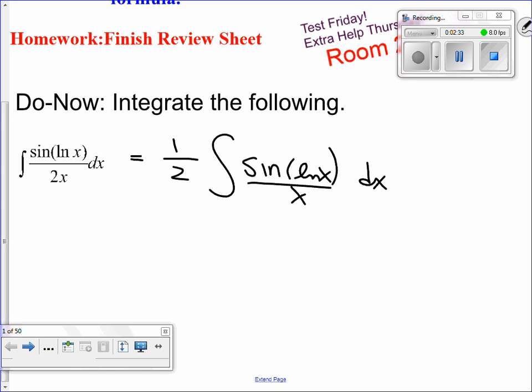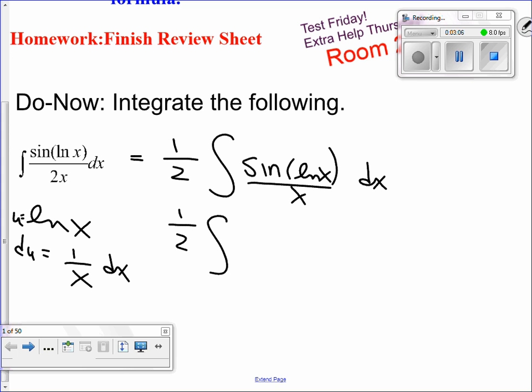Now, who gets to play the role of u today? Ln of x, inside function. Now, what is du? 1 over x dx. Whenever you have the u is either ln of x, square root of x, or 1 over x, du is going to be a fraction. And that's why I think it's helpful in these situations for you to pull this apart.